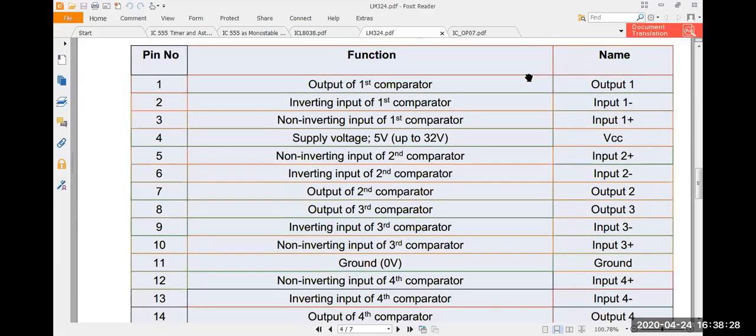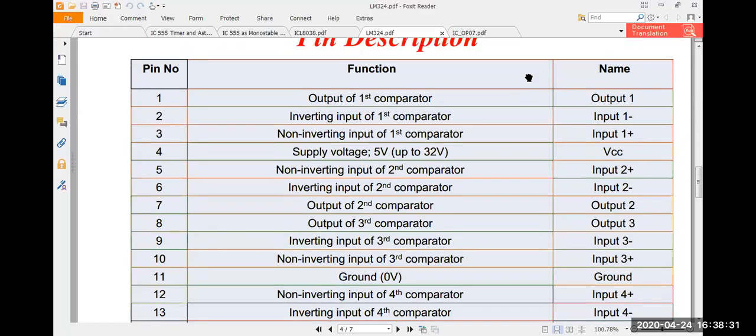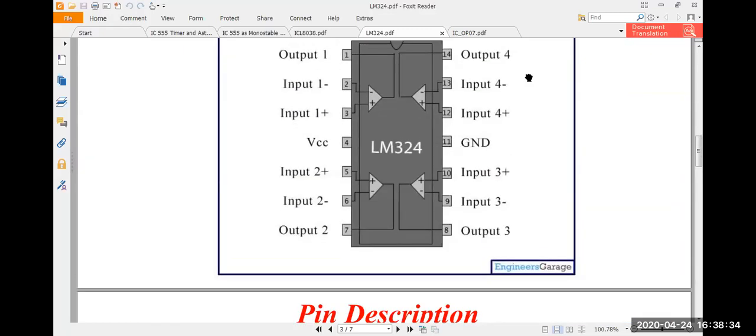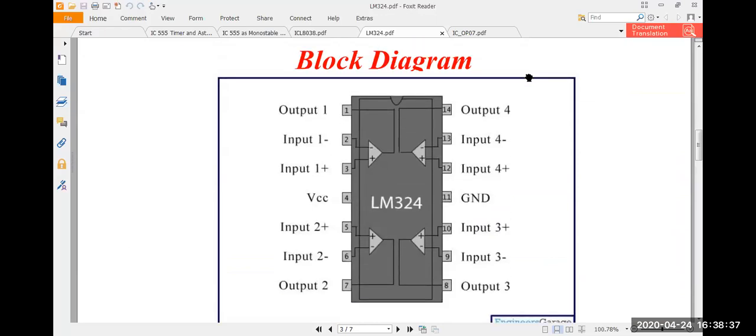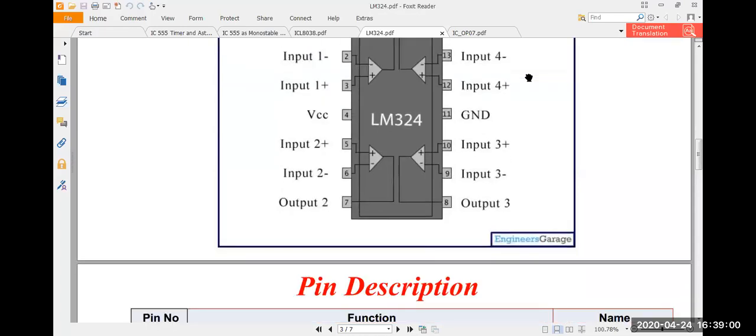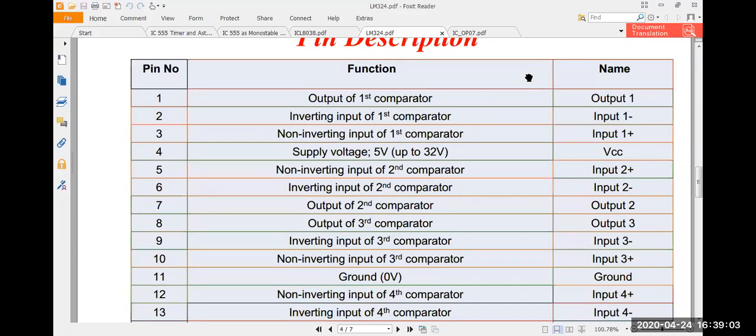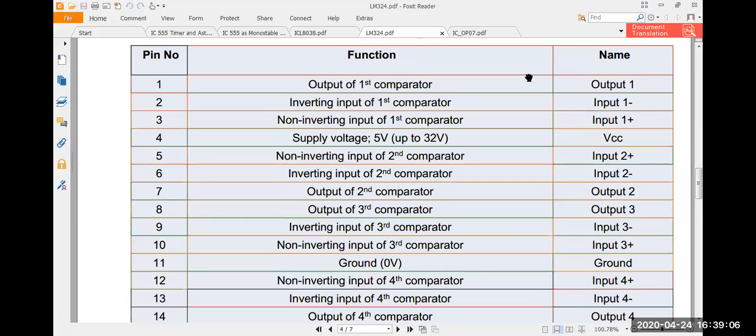Now the pin descriptions are given here. You can always see it. I've just included this particular slide to give a description. Pin number one is the output of comparator one, while pin number 2 and 3 are the inputs. 3 is non-inverting, 2 is inverting. Similarly, you can see in the block diagram what pins are used for what purpose. Supply voltage you can apply up to 32 volts. Minimum is 5 volts.